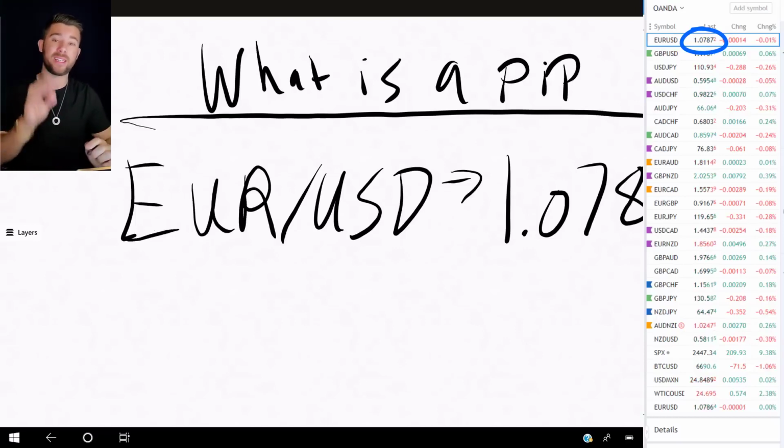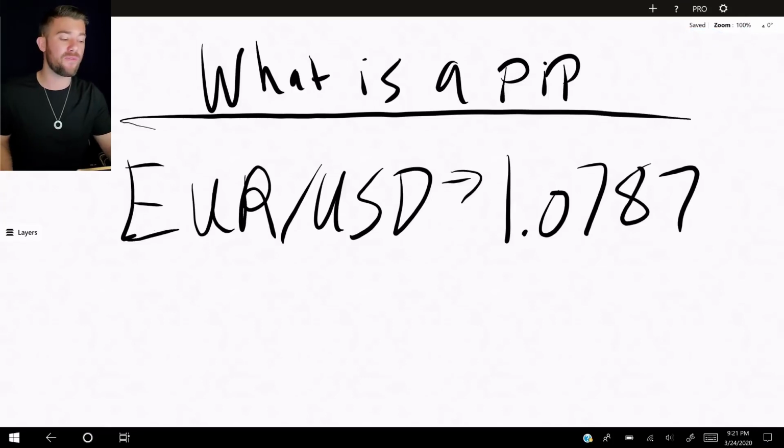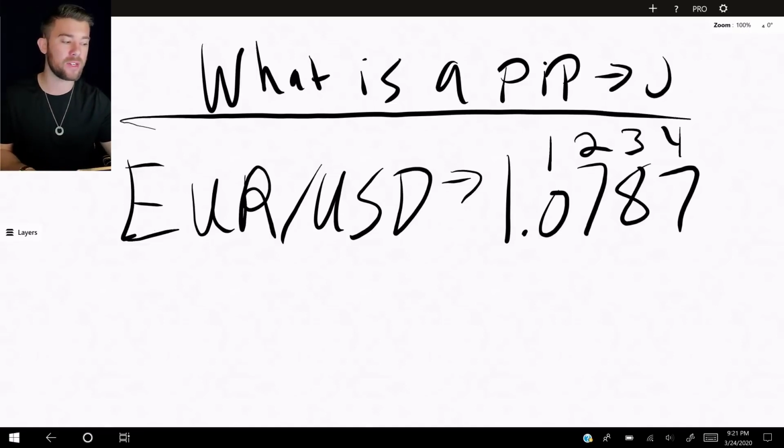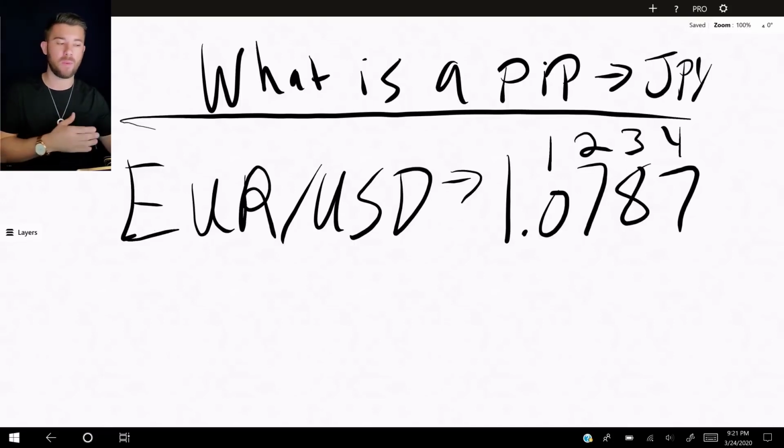What you need to understand is that the way you identify a pip is the 4th place away from the decimal. So the 4th decimal point, meaning if this is the decimal point, we count over 1, 2, 3, 4. This is a pip. And let me clarify that really quickly. Right now, we are talking about a pip on every currency pair except currency pairs that end in JPY. Any currency pair with JPY in it is going to be slightly different than this, and we're going to go over that next.